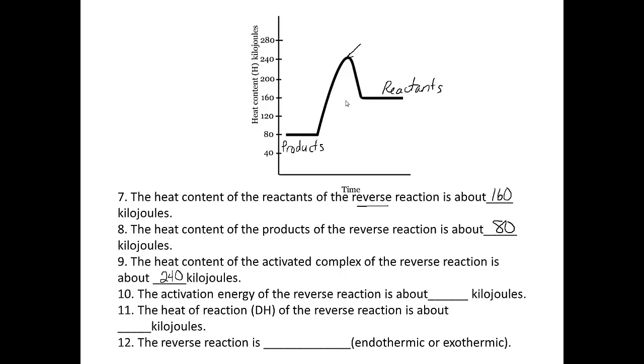But what does change, look at your activation energy. It's still from the reactants to the top of the hill. So from the reactants to the top of the hill, how much did it take this time? It took only 80 kilojoules to get the reaction going in the reverse.